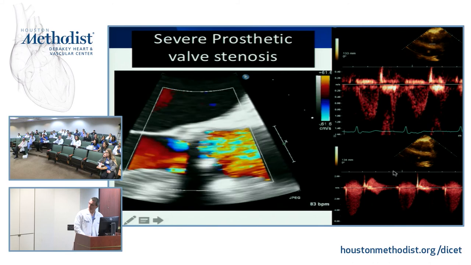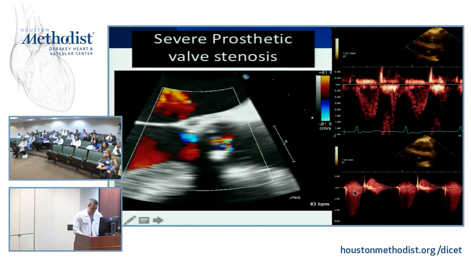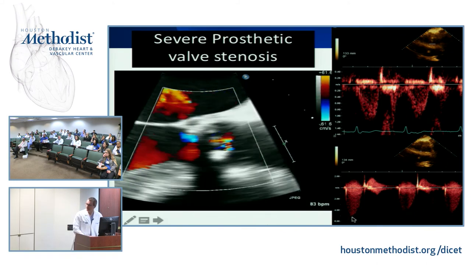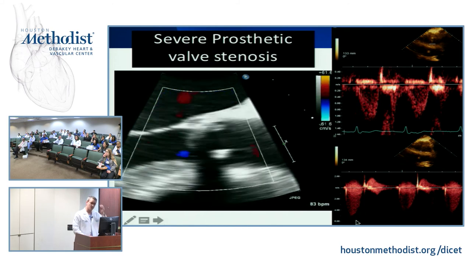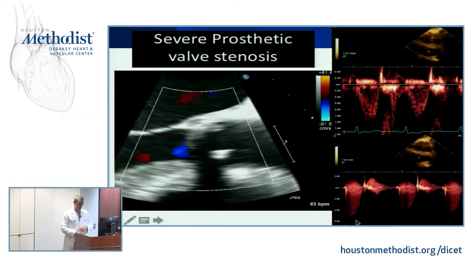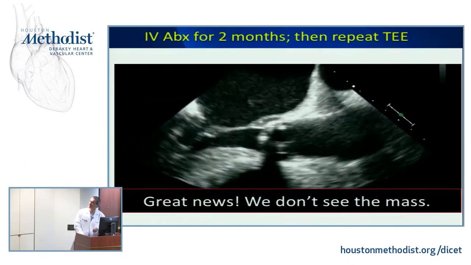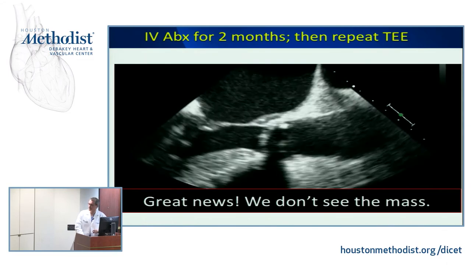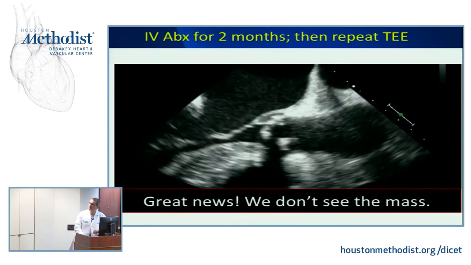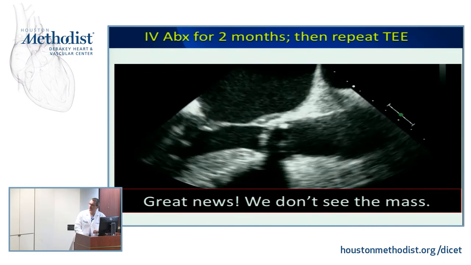In addition to that, the TEE shows, and it's hard for you to see here, a velocity of almost 5 on this CW. So he has a new stenosis. That's an unusual presentation of a bioprosthetic valve with new stenosis, and it's actually a big vegetation. This was all captured. He was a very high surgical risk. He had antibiotics for 2 months, and then a repeat study, and the gradient was better.